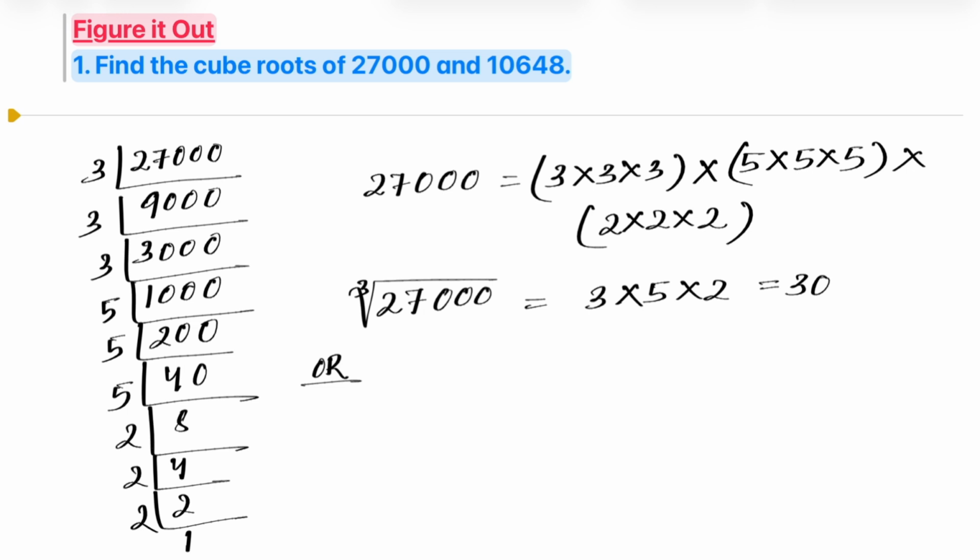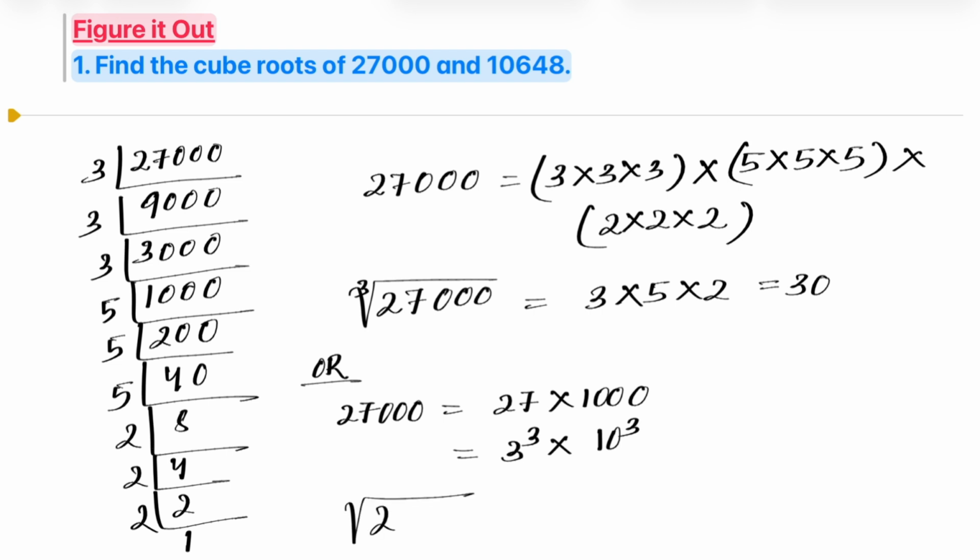Or we can also do it in another way. We can write 27,000 as 27 into 1000. We know that 27 is 3 cube and 1000 is 10 cube. So 27,000 can be written as 3 cube into 10 cube. That means cube root of 27,000 is 3 into 10, which is 30.